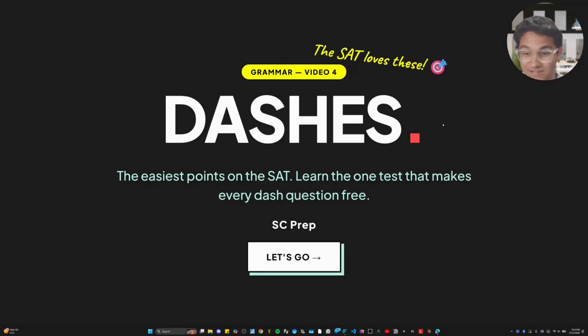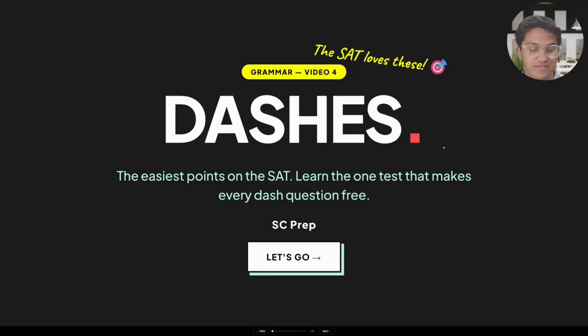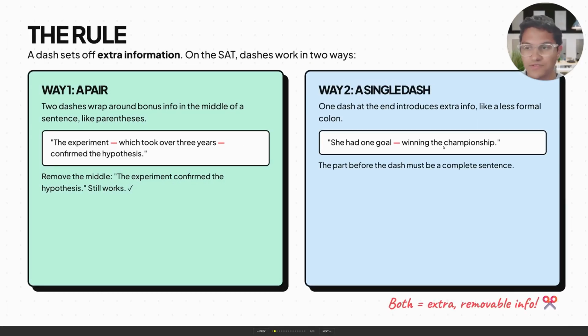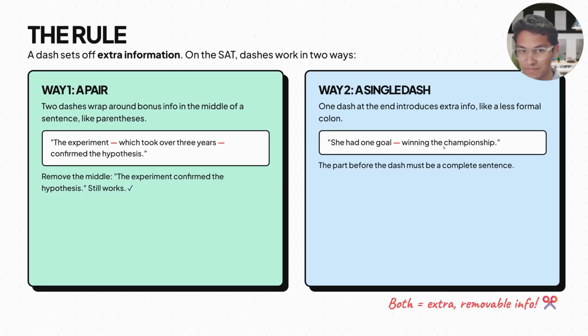Today we're going to be talking about dashes, one of the easiest places to get free points on the SAT. So what's the rule? A dash, either as a pair or by itself, somehow relates to extra information. If you have a pair, such as two dashes, they're always going to be wrapping around bonus information, kind of like parentheses, hence the name parenthetical. So if you remove the part between the dashes, you'll still have a complete sentence.